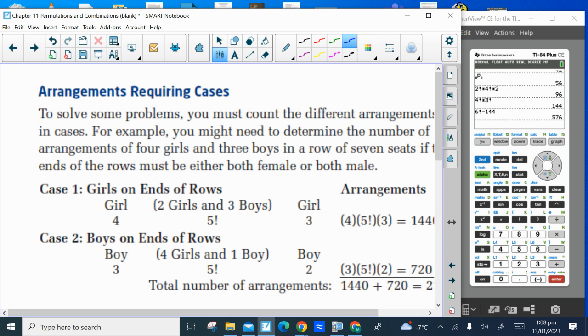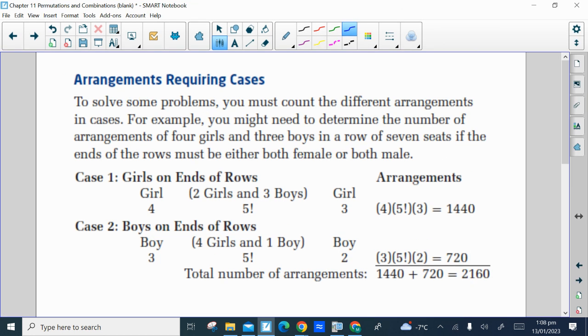So we've already talked about this kind of situation. To solve problems, you must count the different arrangements in cases. For example, you might need to determine the number of arrangements of 4 girls and 3 boys in a row of 7 seats if the ends of the rows must be either both female or both male. So we've done questions like this already. If you must have girls on the end, that's case 1. There'd be 4 choices for the first girl, 3 for the second. There are 5 students remaining, so that's 5 factorial. And if the boys would be on the ends of the rows, there are 3 boys to choose from for the first spot, 2 for the second, and then 5 factorial in the middle.